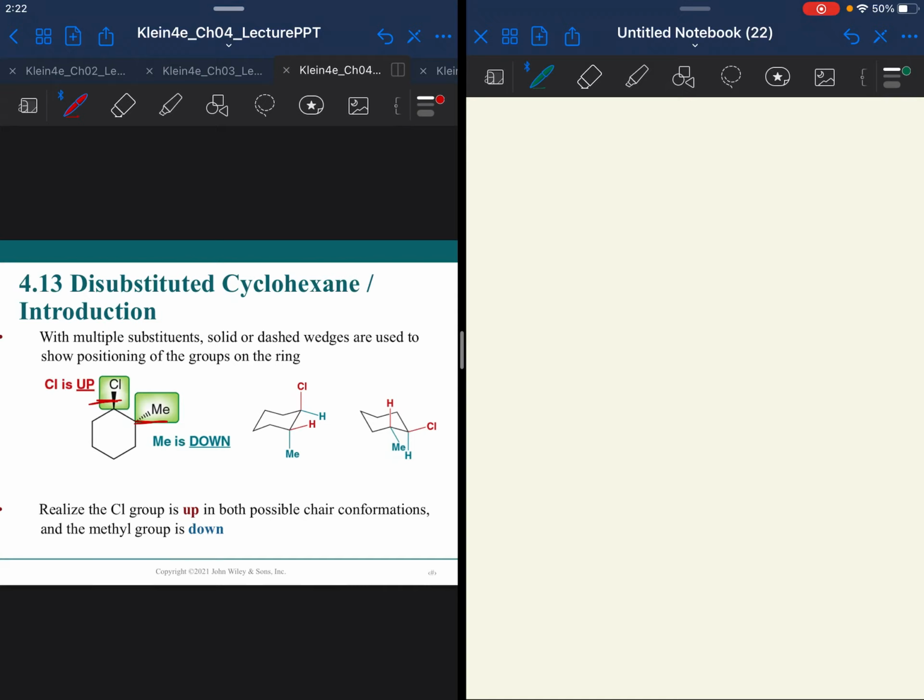Well, they've drawn the chairs here for us. We'll do some practice, but let's utilize this one. Notice the chlorine is up axial while the methyl is down axial, which makes sense. They're next to each other. One is going up, one is going down, and we know axial alternates. When we do the chair flip, chlorine is still up, but now it's equatorial. Methyl is still down, but now it's equatorial. So which one is more stable? Well, it puts those big groups in the equatorial position. So it's more stable and lower energy.